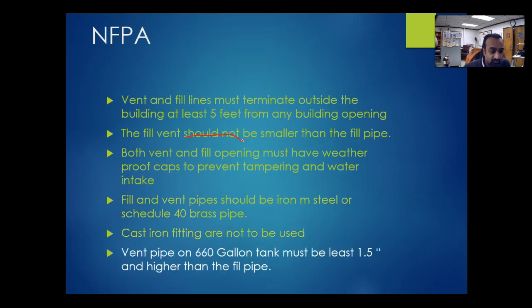Steel schedule, types, more. Vent pipe on a 660-gallon tank must be at least 1.5 inch higher than the fill pipe. More piping.